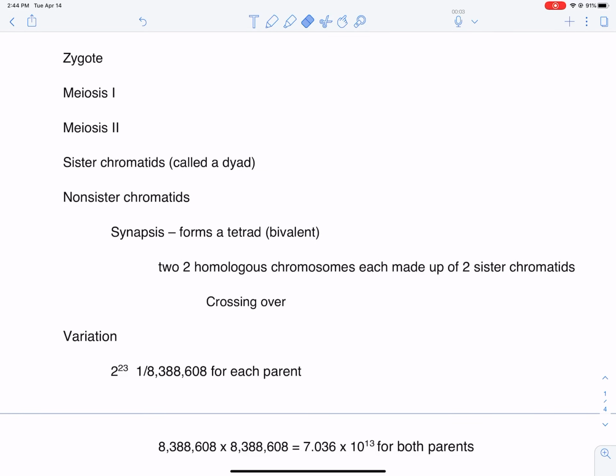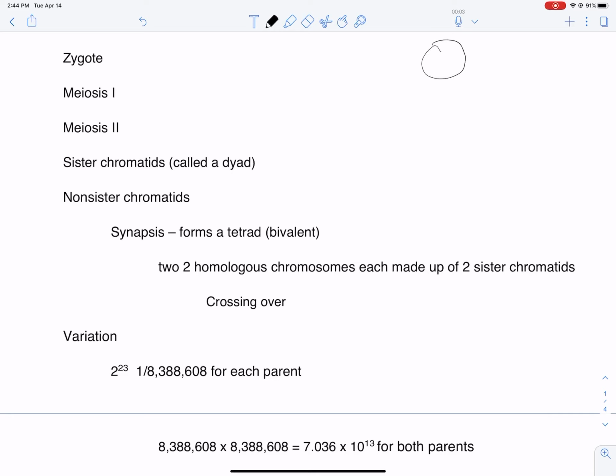Okay, in the last video we left off on a zygote, and the zygote's a fertilized egg. So we'll keep going here. We're going to take a look at, again, meiosis this chapter, and it's making the sperm cells or the egg cells. And in meiosis, there are actually two steps of it.